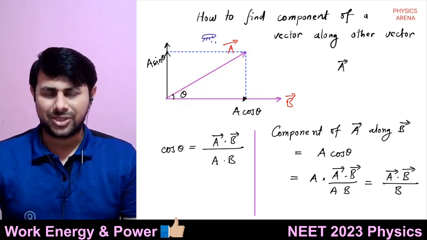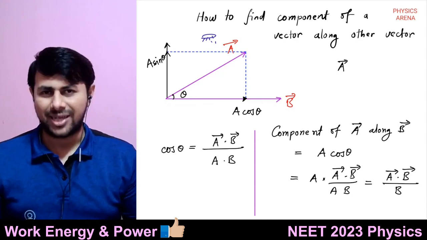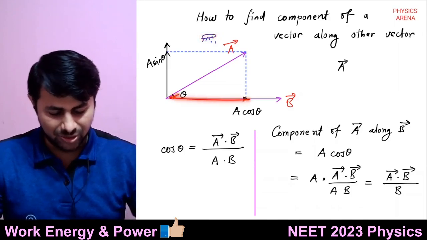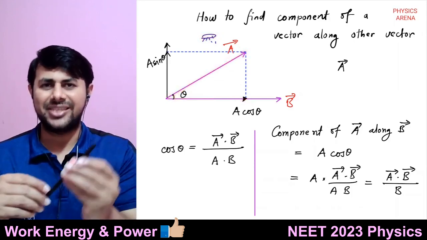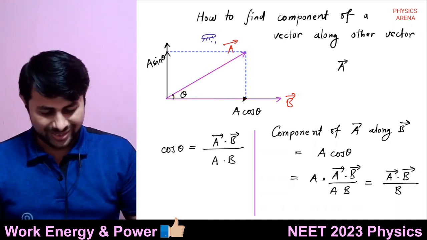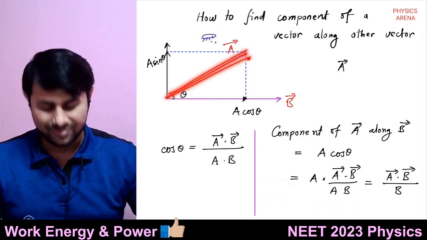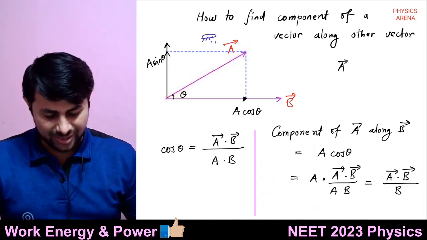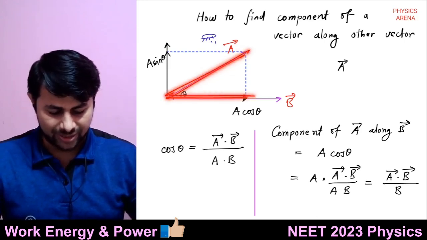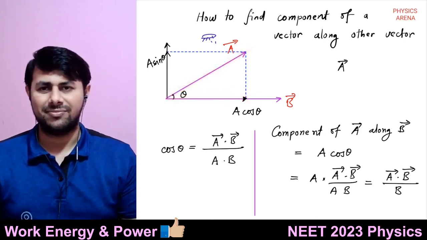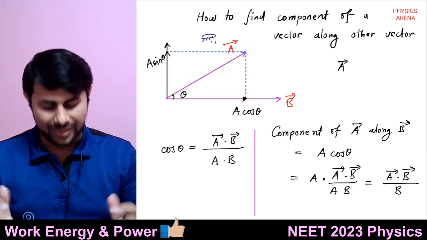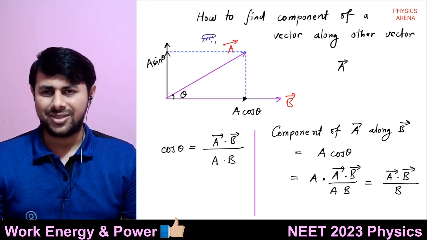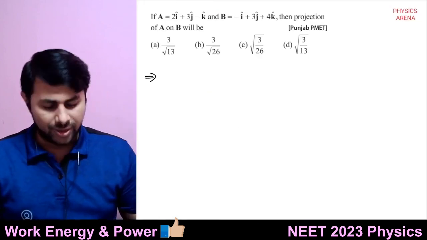The component, the projection, or there can be a question like this: if you shine light like this, what will be the length of the shadow of this vector, or of a stick kept here? How much would be the length of the shadow of that stick? It is equal to the component of this vector in this direction. That much would be the length of the shadow of the stick. Got it? Yes, no? So let's see this problem.